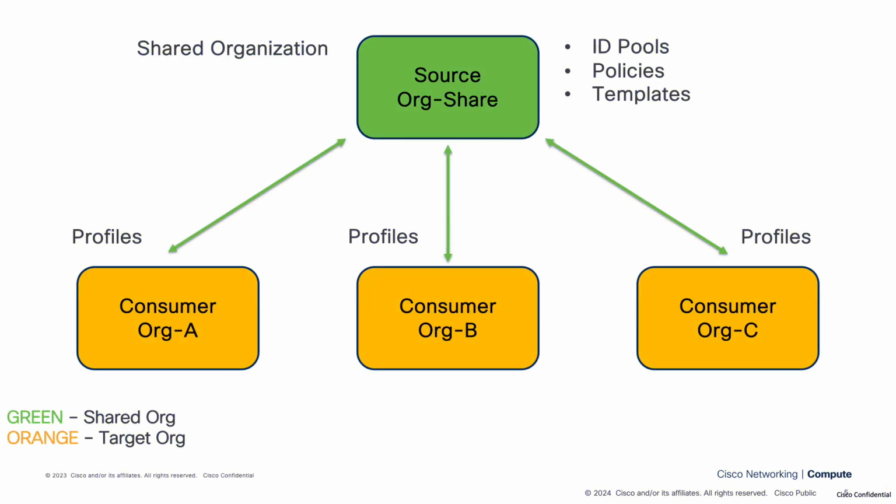All right, so here's a graphic of what we're talking about. A picture's worth 1,000 words. So here we have consumer org A, B, and C. Those maybe just started off as standalone orgs. But now we have a source org, a shared org up top. And that's really where I want to put my ID pools, perhaps my policies, my templates. And then once I've done so, I can establish the corresponding sharing rules. I can then derive and attach the profiles down to the target orgs.